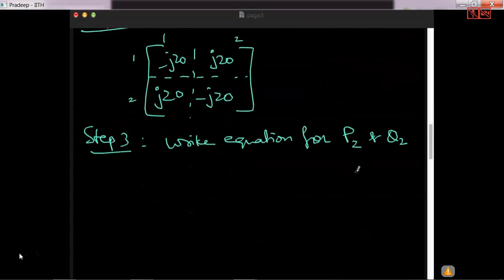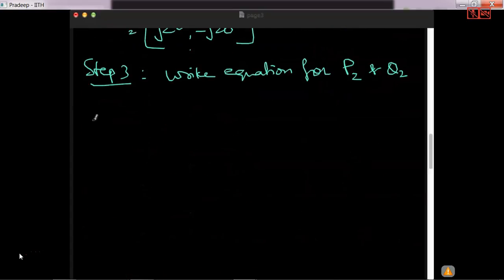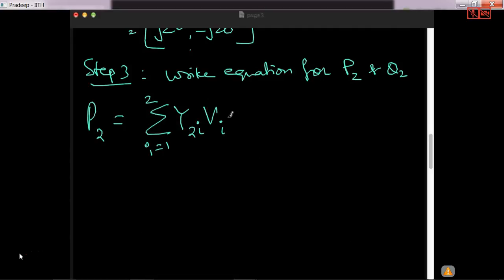So write equations for P2 and Q2. So what is P2, Q2? P2 is the sum over I equal to 1 to 2 of Y2I VI V2 cos of theta 2I plus delta I minus delta 2. So this is the equation for P2.